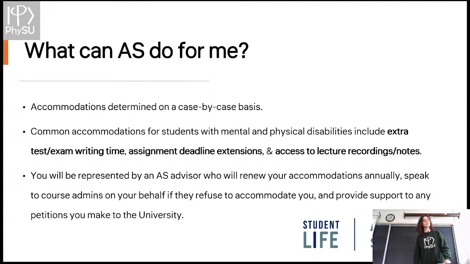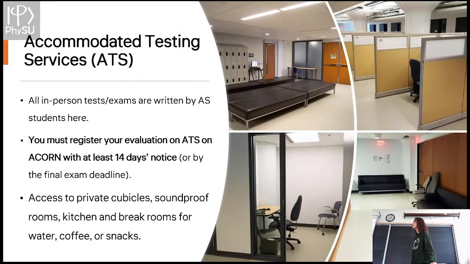So when you write a test, as I mentioned, you will be writing it in this facility, which is called Accommodated Testing Services. They are also responsible for registering exams that you have. If you're accommodated by accessibility services, you will be writing your tests and exams in this room. But you have to register your evaluation on accommodated testing services on Acorn with at least 2 weeks notice, or by the final exam deadline.